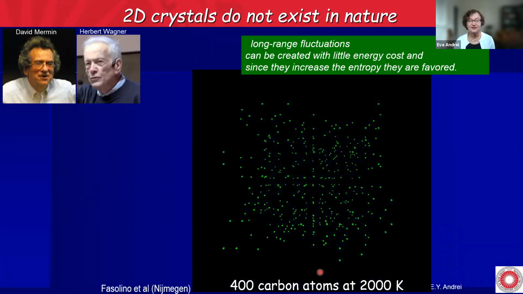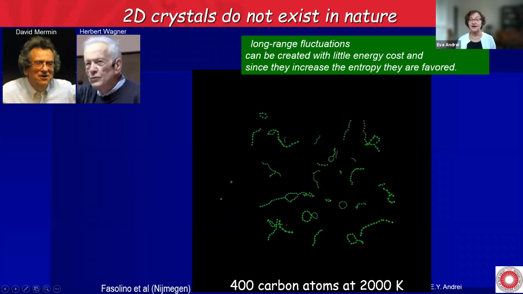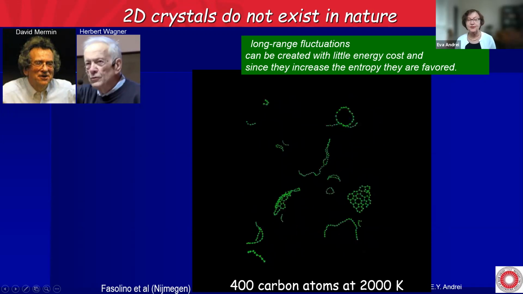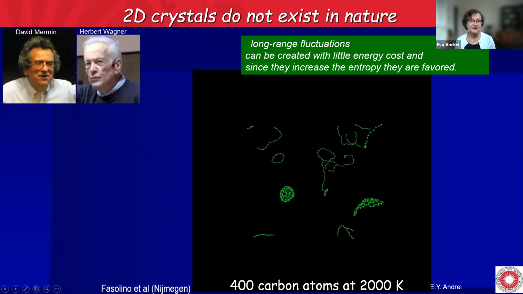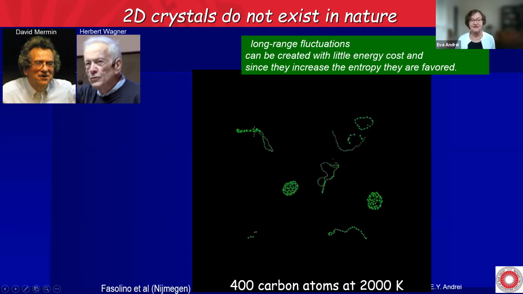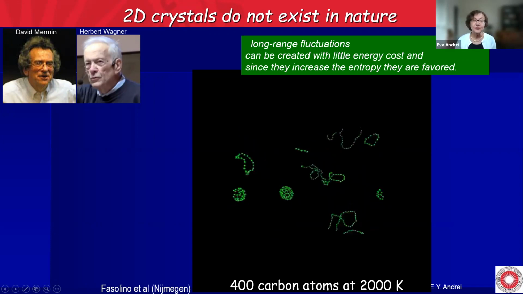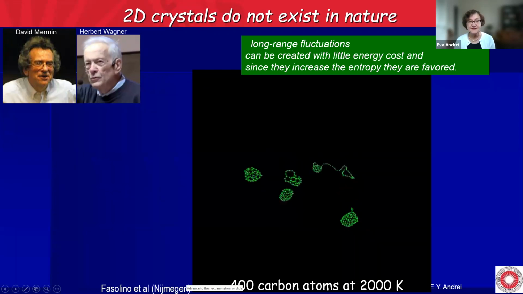So here is a simulation to illustrate what is meant by this. Here we take 400 carbon atoms, you put them in a box, and you digitally heat them up to 2000 Kelvin, and you just watch what happens. It is fascinating to watch. They jiggle around because of the temperature, and then they form a buckyball. You see a ball here that is stable. They form a ring that is more or less stable as well. But no matter how long you watch it, you will never create a really two-dimensional crystal. This is the basis of the fact that long-range fluctuations are cheap, and therefore they would be entropically favored.